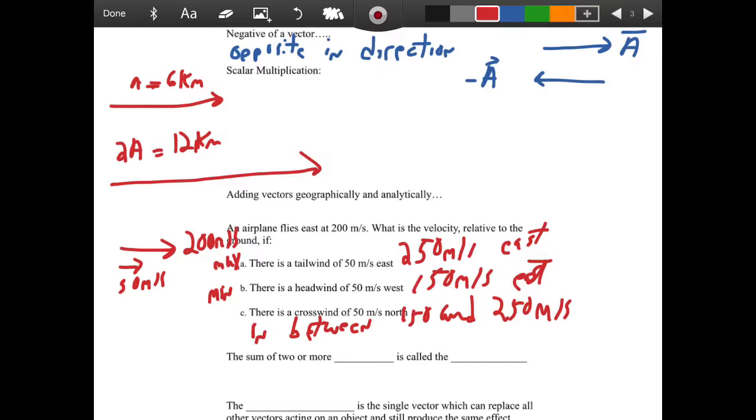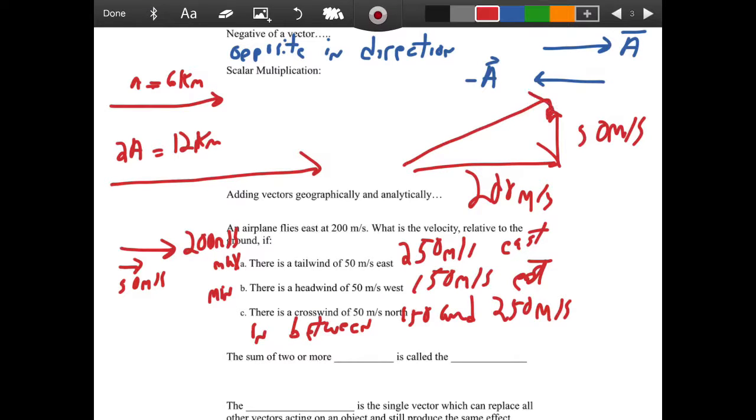We could do, say we have 200 meters per second, and the crosswind is going at 50 meters per second. Well, essentially what we're doing is creating a right triangle, and I'm going to go somewhere in the northeast direction. Not quite northeast, but somewhere in that direction. I have a nice right triangle where I can do trig, do Pythagorean theorem to find this resultant velocity. So the sum of two or more vectors is going to be called the resultant.